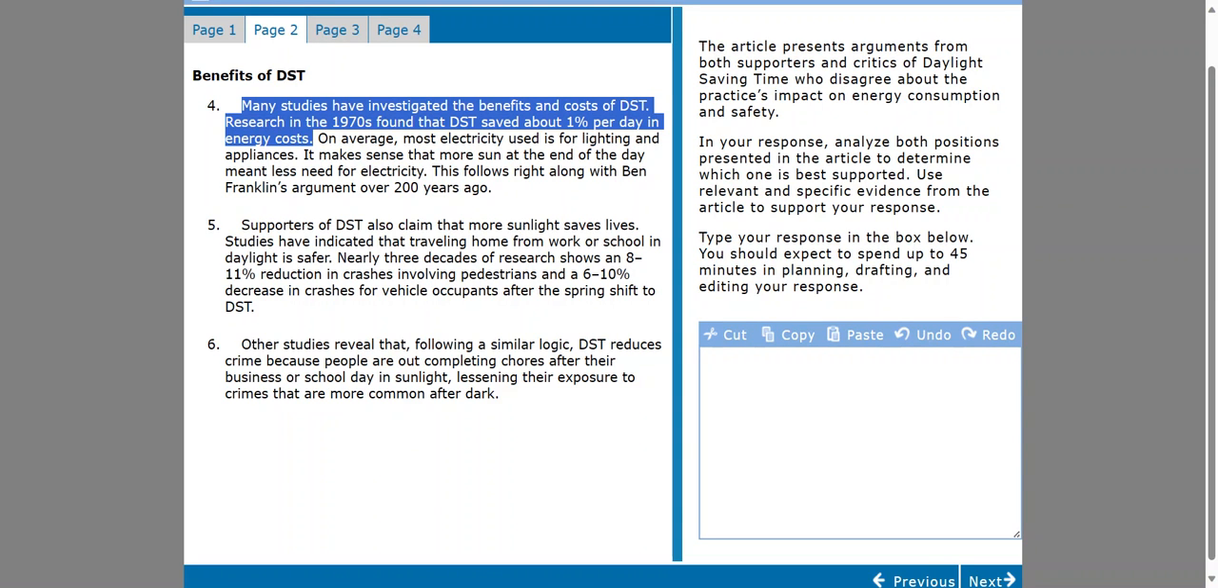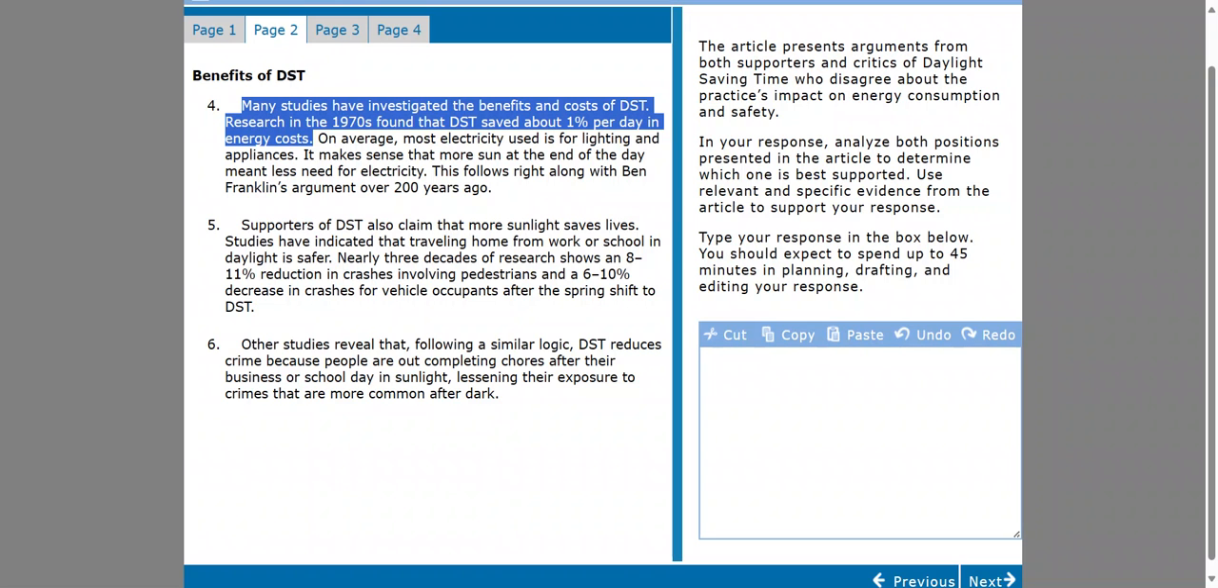Do we know who conducted the studies or where the studies were conducted? Were they conducted by a government agency? Were they conducted by a university? We are not given any information about that. Then it says research in the 1970s. Do we understand who completed the research or anything about that research? All we are given, writers, is research in the 1970s. We don't know who conducted the research or what agency conducted the research.